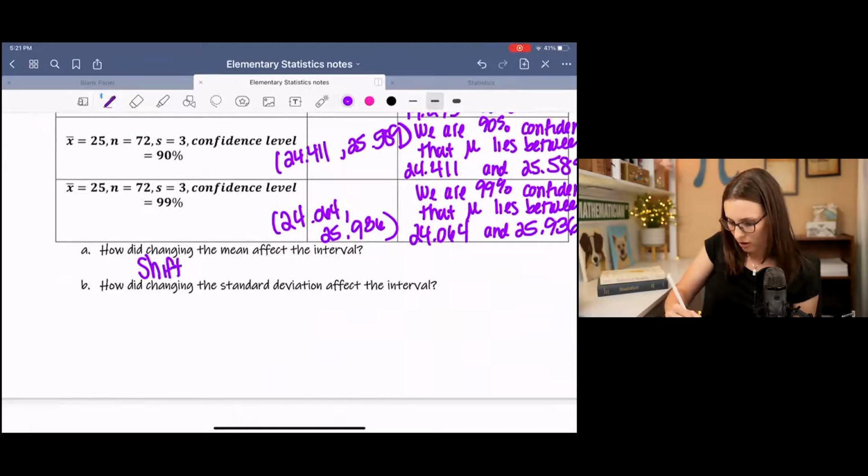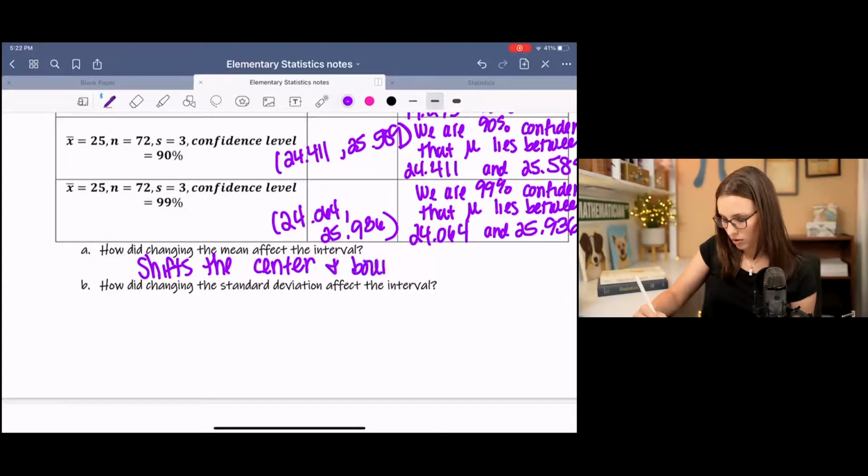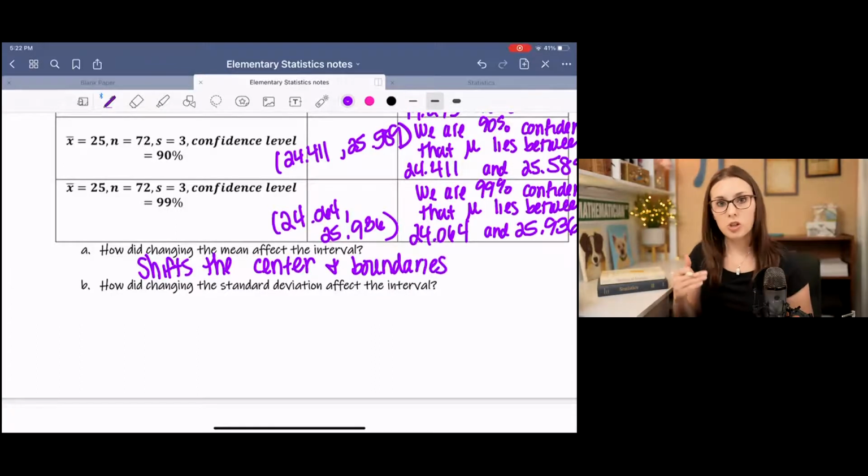Shifts the center and boundaries by however much the center changed. So the center changed by 5, which made the boundaries change by 5.